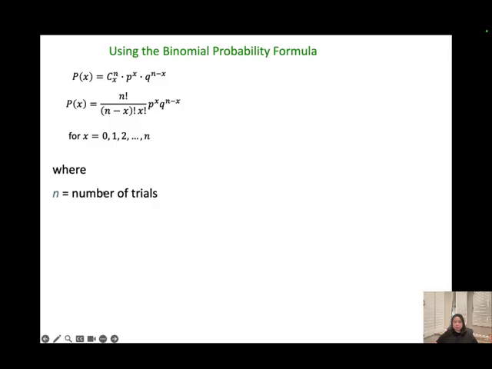n is the number of trials. So in our example, we do have 10 coupons, so n equals 10. x is the number of successes among n trials, and keep in mind that x is always between 0 and n. In our example, we want to find out the probability that 3 of you get the free burger, so x will be equal to 3.